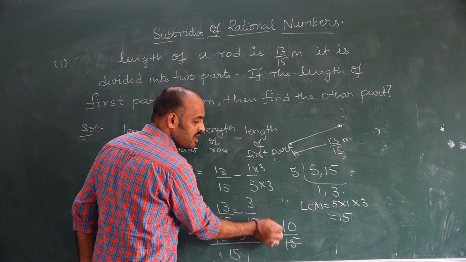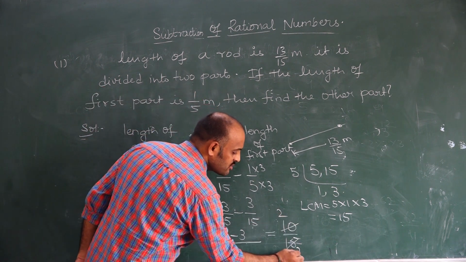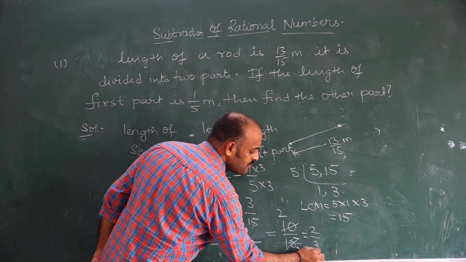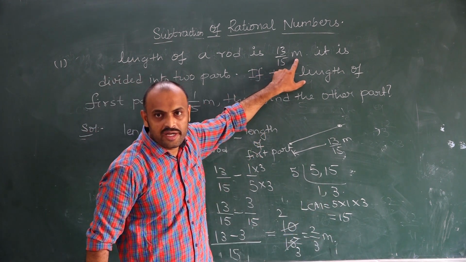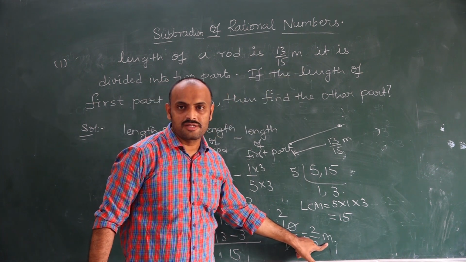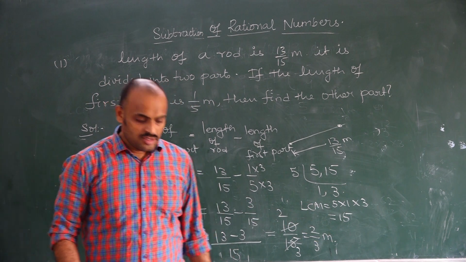Both 10 and 15 are divisible by 5. 5 twos, 5 threes. So 2 by 3 meters. Because here they are given units in meters, we have written in meters. So the length of the second part is 2 by 3 meters. So hope you understood.